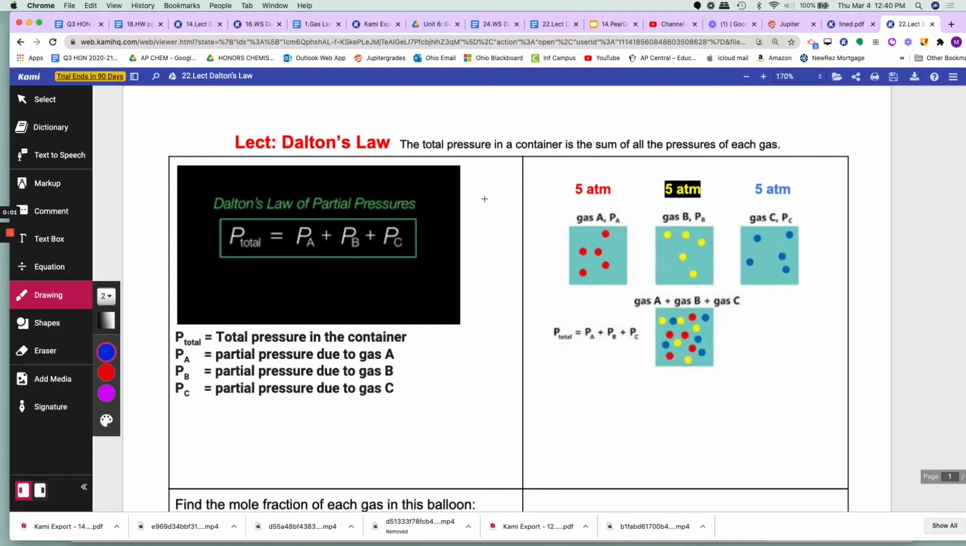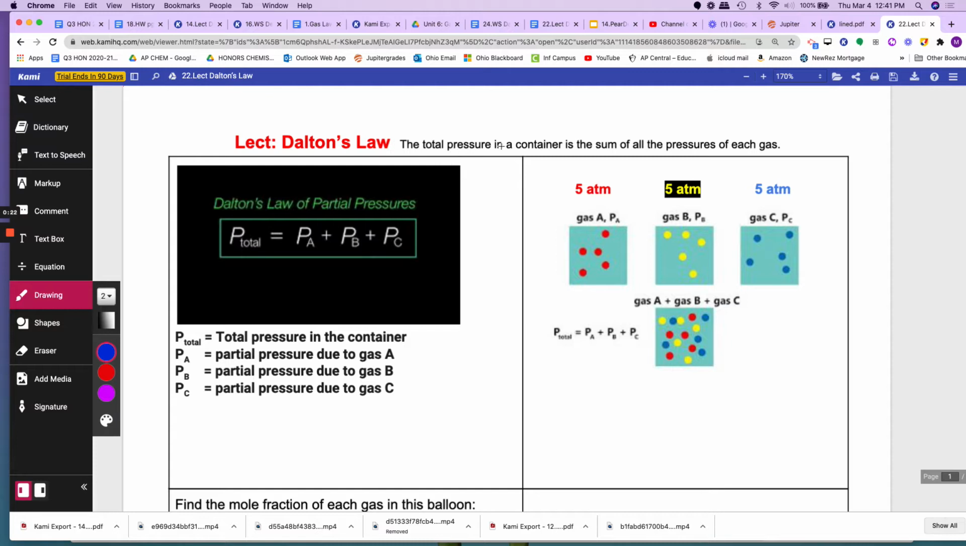You have learned a lot of laws already for the gas laws. You've learned Boyle's law, Gay-Lussac's law, and Charles' law, and the combined gas law, and the ideal gas law as well. There's one more law that you're going to learn, and it's called Dalton's Law. Dalton's Law is the easiest of all the laws.